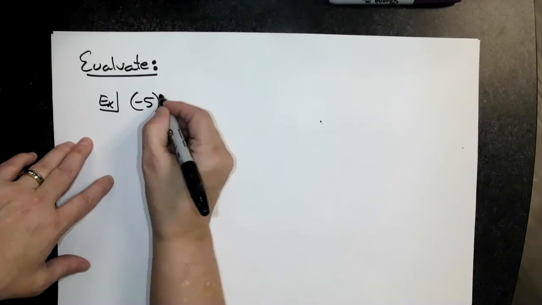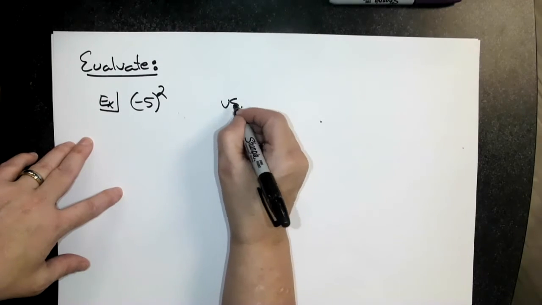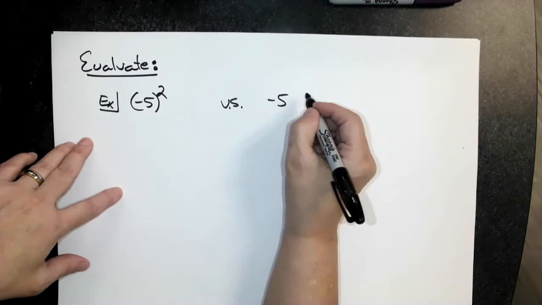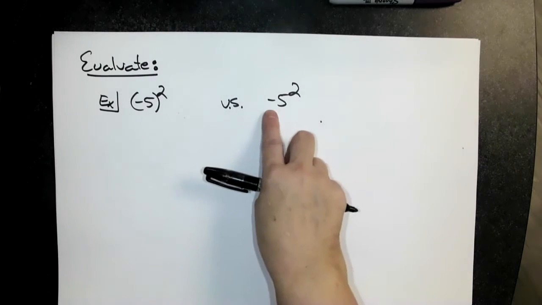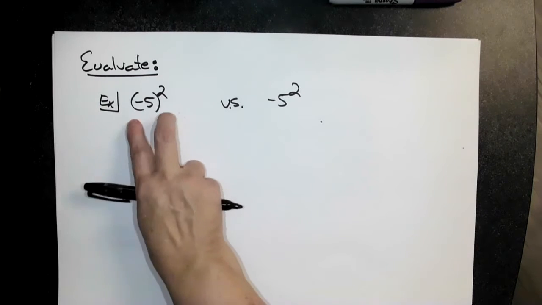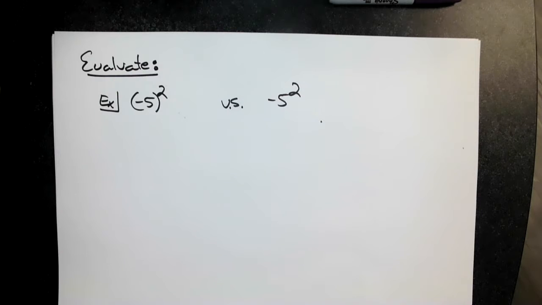Negative 5 to the second power. And then let's compare that to a negative 5 to the second power. A negative 5 in a set of parentheses to the second power versus a negative 5 to the second power. If you are detailed enough and you put them in the TI-84 exactly as you see it, so you add the parentheses here, you leave it out here, it will give you the correct answer because it knows what it's doing.